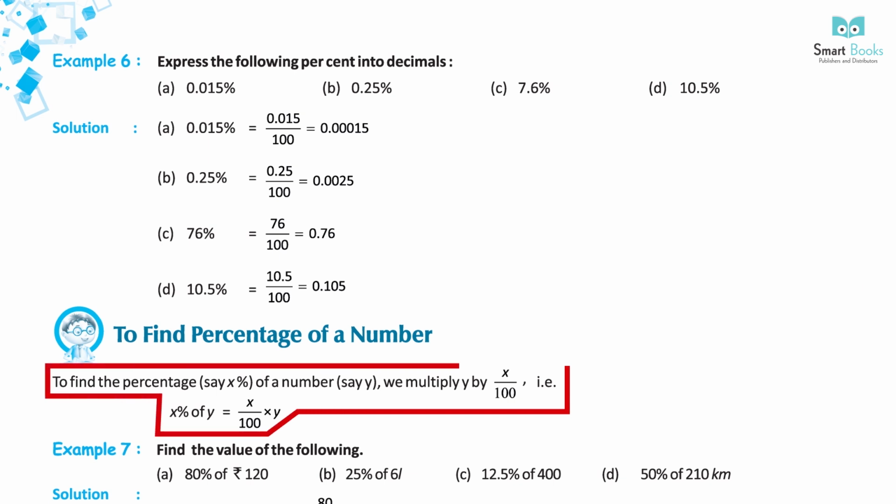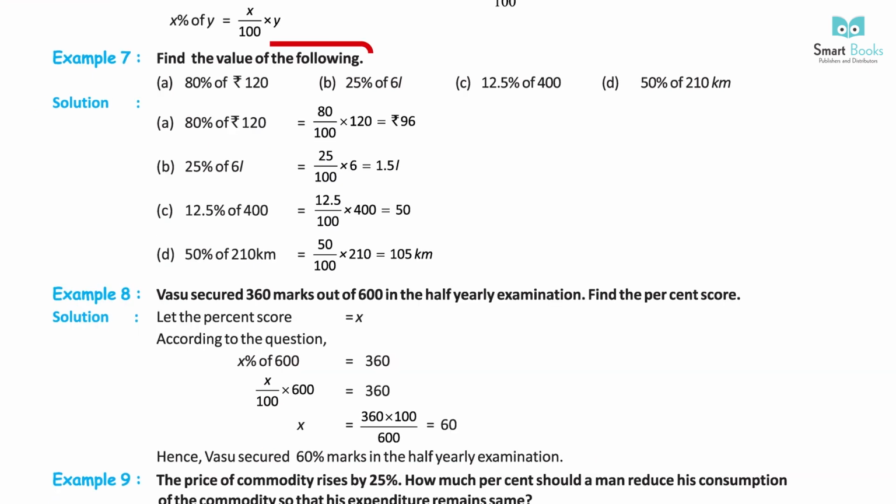To find the percentage of a number, say x percent of a number, say y, we multiply y by x upon 100. X percent of y is equal to x upon 100 into y. Example 7. Find the value of the following. A. 80% of rupees 120. B. 25% of 6 L. C. 12.5% of 400. D. 50% of 210 kilometers.